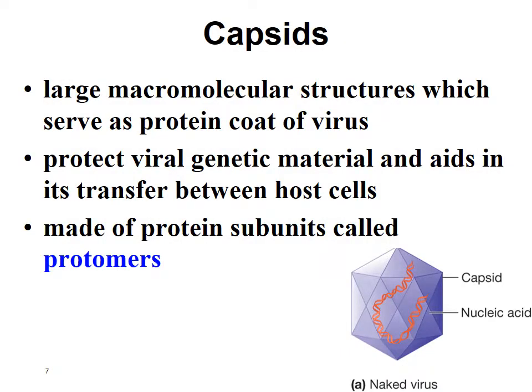Let's take a closer look now at the virus capsid. A capsid is a large macromolecular structure which serves as the protein coat of the virus, as you can see in this figure here. The capsid protects the virus genetic material and also aids in its transfer between host cells. Capsids self-assemble from many copies of one or a few types of proteins, and the proteins that are used to build the capsid are called protomers.